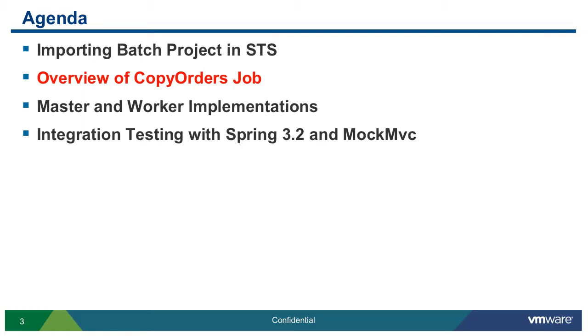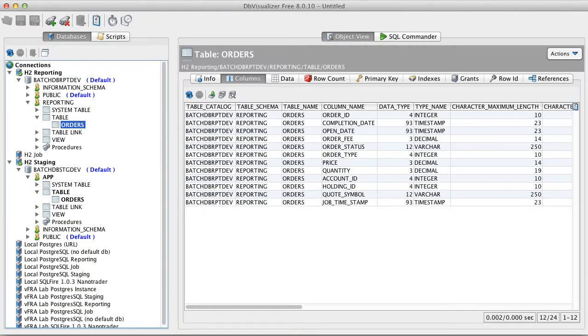So now we're going to look at the details of the copy orders job. From a database perspective, there is a staging database, and we're looking at the H2 database used by the integration test. In the staging database, there's an orders table. So the job will read the data in the orders table and write it to a reporting database, an orders table with similar schema with slightly different column names, use of underscores, and timestamp instead of date, just to show some basic transformations.